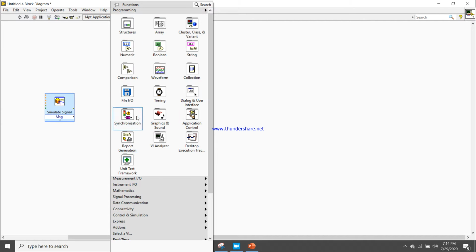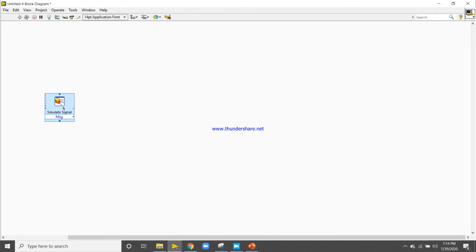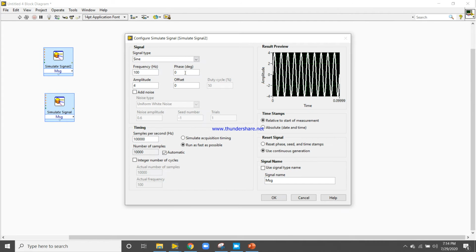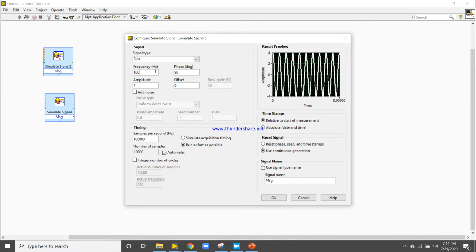After that, I need one cos signal. So again, I can copy this one. Double click, 90-degree change. Frequency will be 1000. Amplitude will be 1. And this is cos.